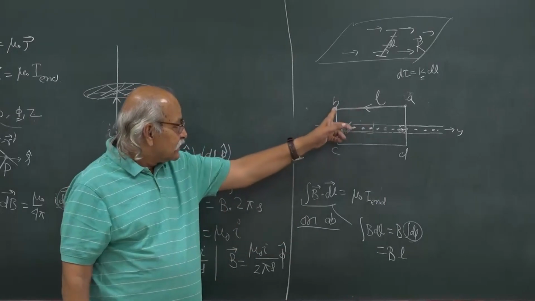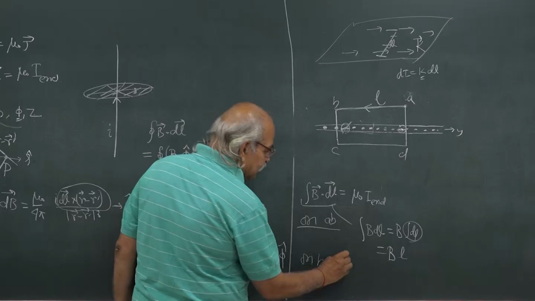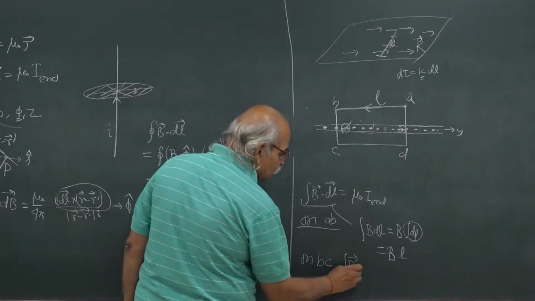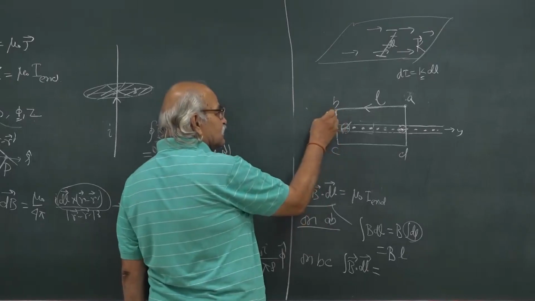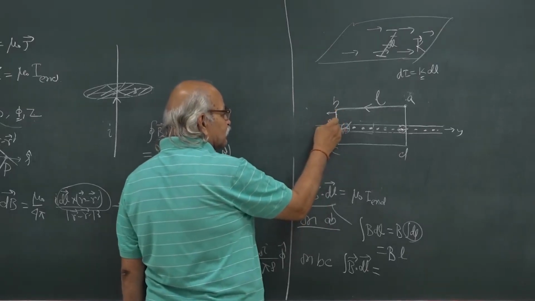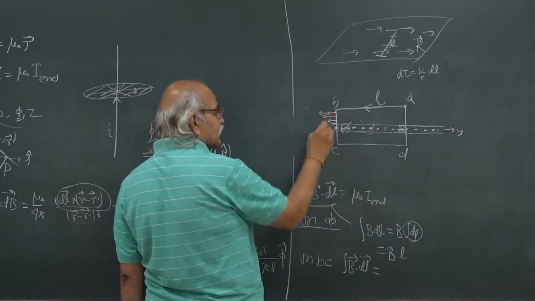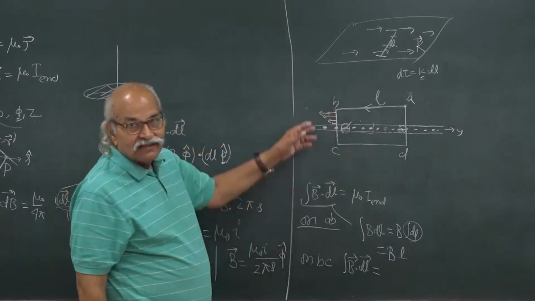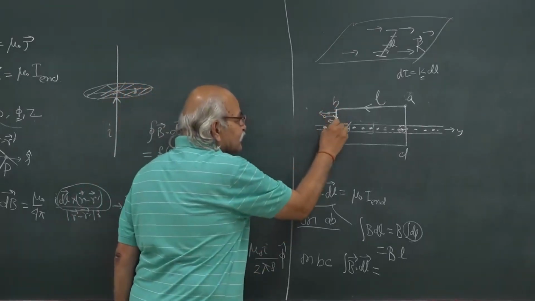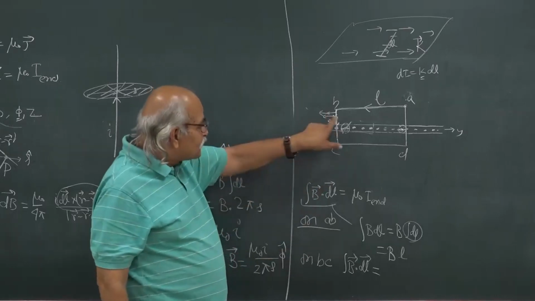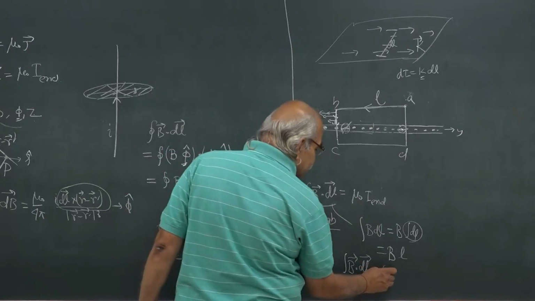Then comes BC, on BC, so on BC B dot dl. Here B is in the minus j cap direction, we do not know the magnitude yet, but it is all in the minus j cap direction, right? And dl is here, this is dl, this is dl, so B dot dl will be 0. So here this B dot dl will be 0.